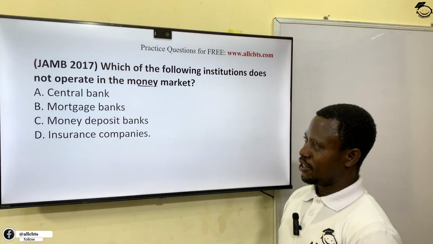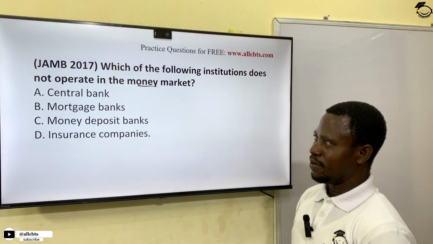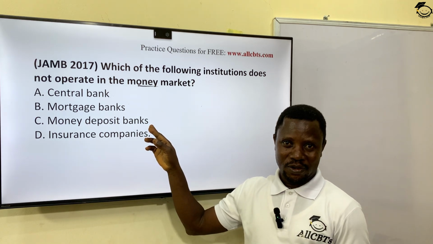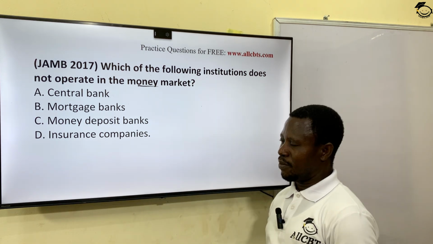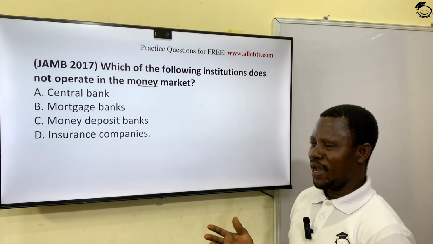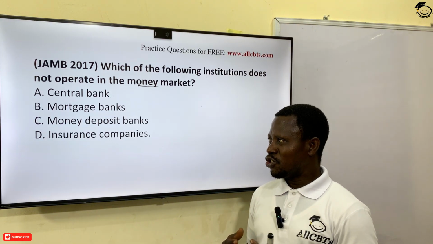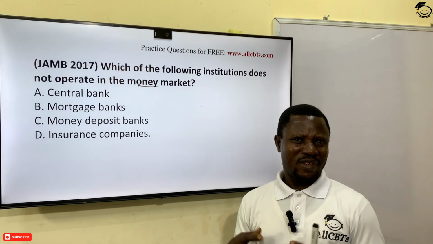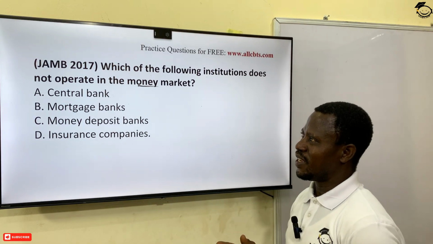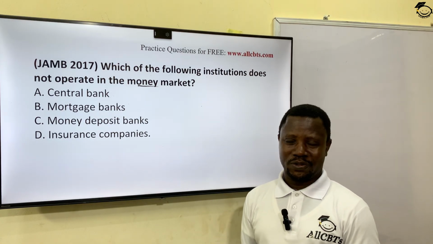Central bank, mortgage bank, money deposit bank, insurance bank. Okay, when you say money deposit bank, it's another name for commercial banks, because you deposit your money with them, all right? Now, if you look at this, the first three are banks, and it should come to mind as correct. Insurance companies do not deal like that with capital supplies. You understand? But in this case, there are two answers to this question.